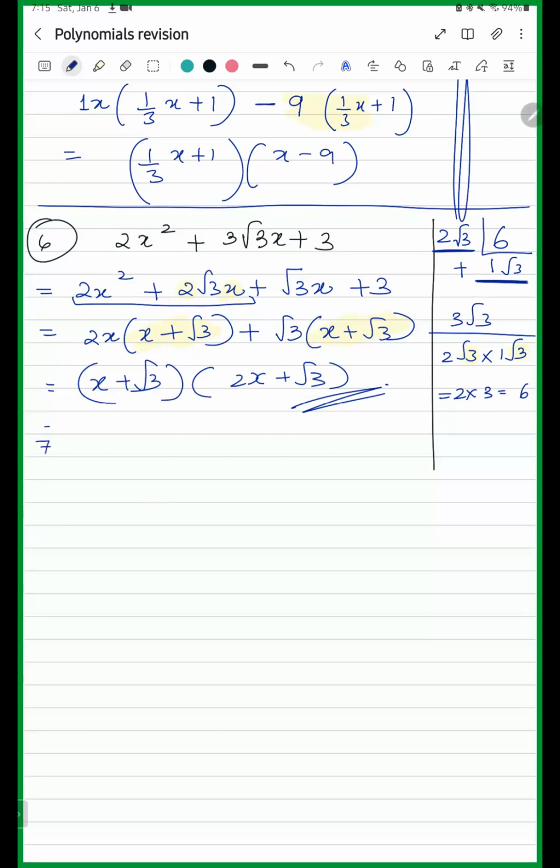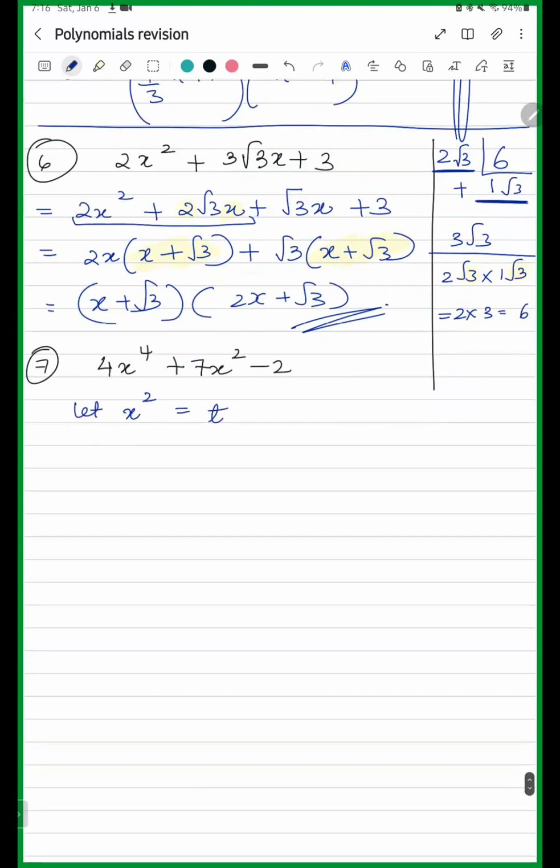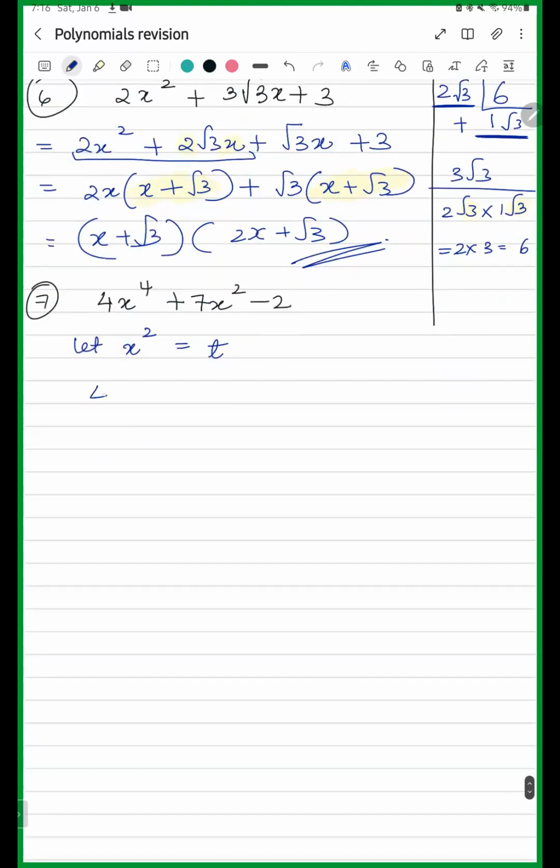Let's do one more. 4x to the power 4 plus 7x square minus 2. Now here you can always take x square as some other variable. Let x square equal some other variable, let's say t. So this becomes 4t square plus 7t minus 2, because x square is t.